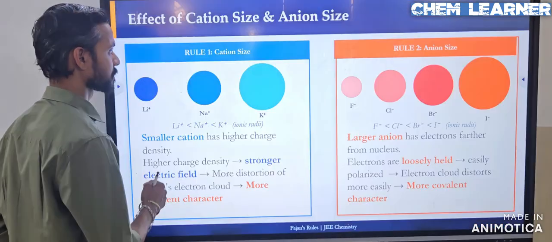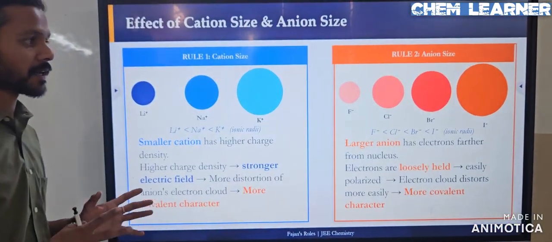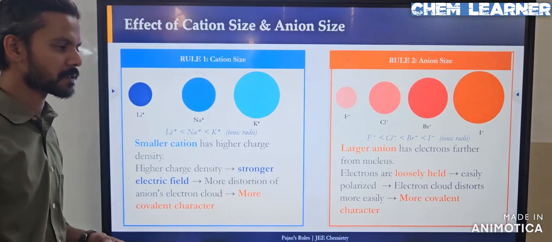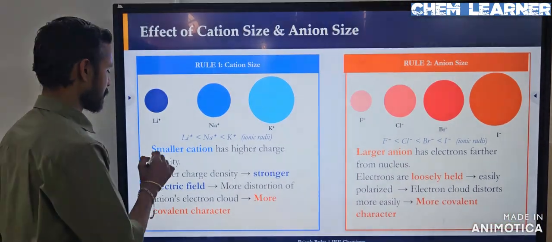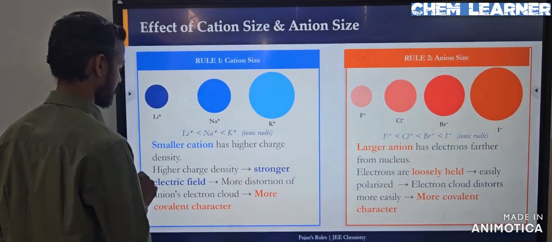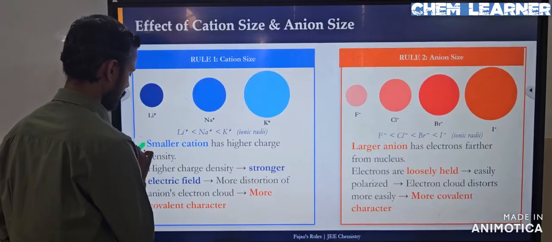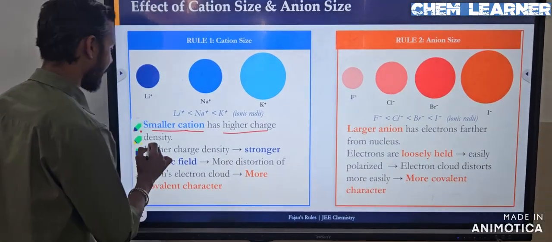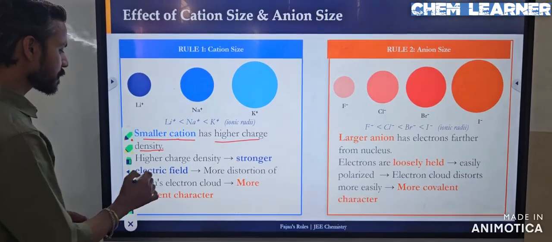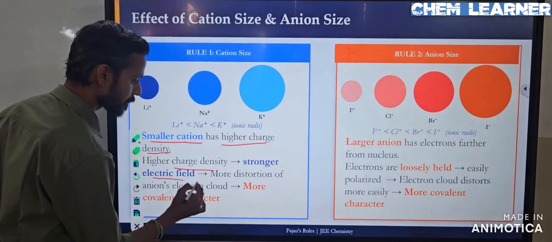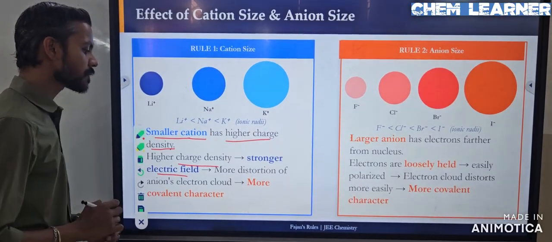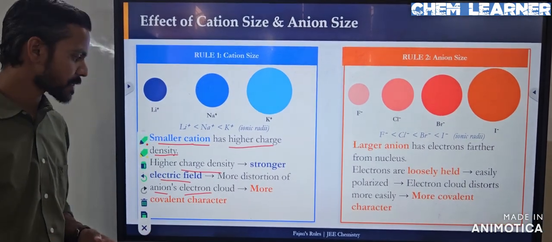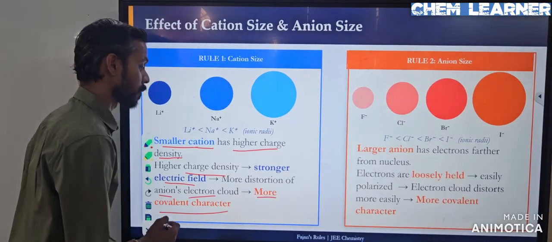Okay, so effects of cationic size and anionic size. Basically, lithium is smaller in size in comparison to Na+ and K+. I have explained this before. So basically, smaller the cation, now what the slide says, smaller the cation, then it will have higher charge density, and because of the higher charge density, there will be a stronger electric field, and because of the stronger electric field, there will be more distortion of the electrons of the anions, and because of that, there will be more covalent character.